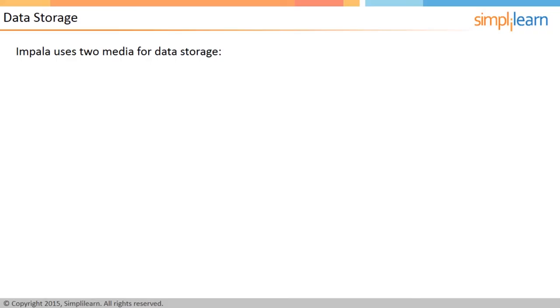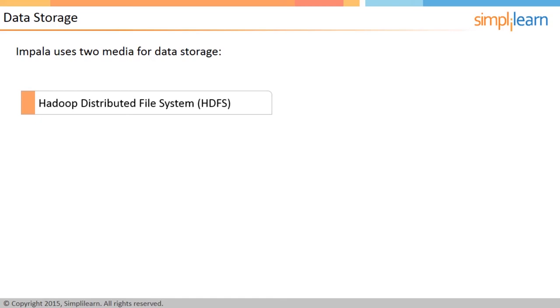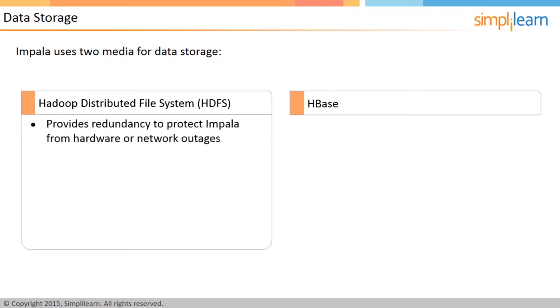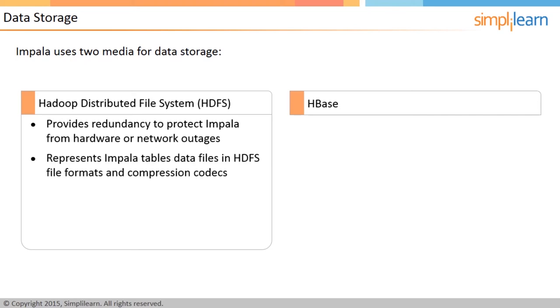Impala uses two media to store its data, Hadoop Distributed File System, or HDFS, and HBase. Impala depends on the redundancy provided by HDFS to protect from hardware or network outages on individual nodes. In HDFS, Impala table data is represented as data files in HDFS file formats and compression codecs. For creating a new table, Impala reads these files regardless of their file names. New data is added in the files with names controlled by Impala.